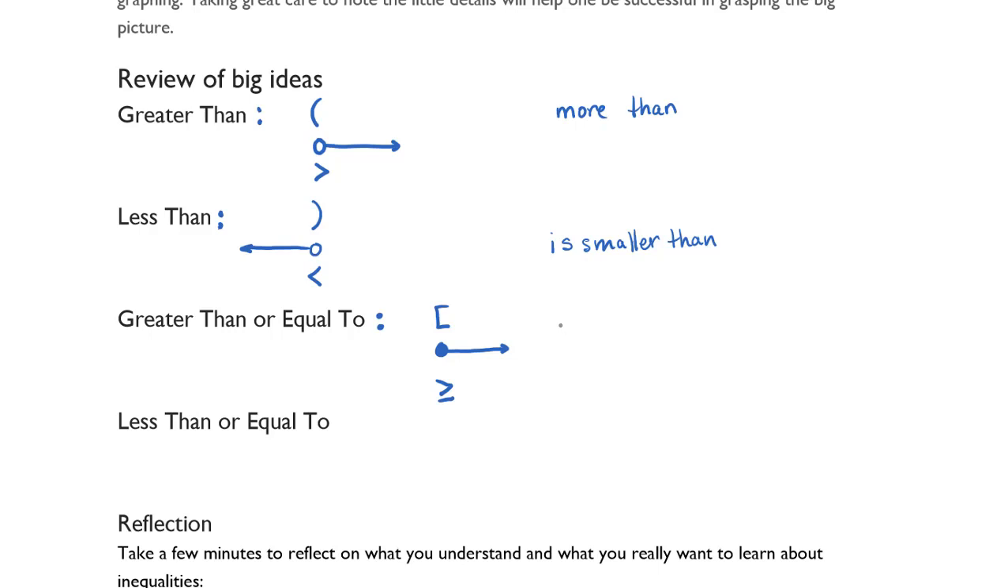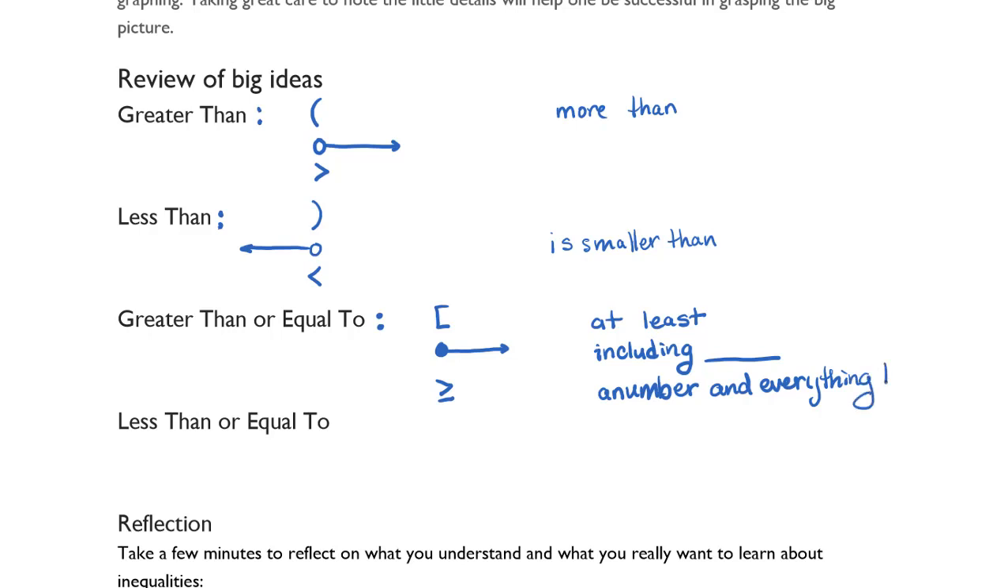We could also see words that describe this scenario, such as at least, including, and then they'll usually say the number, or they'll say a number and everything larger. These are all ways to describe a greater than or equal to.